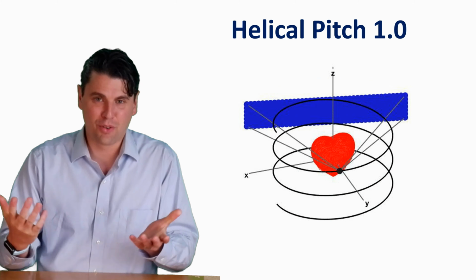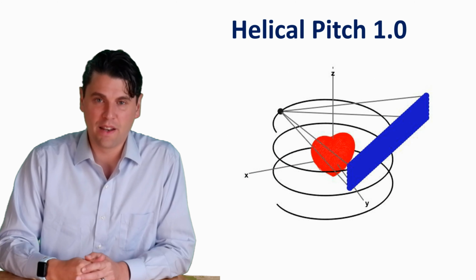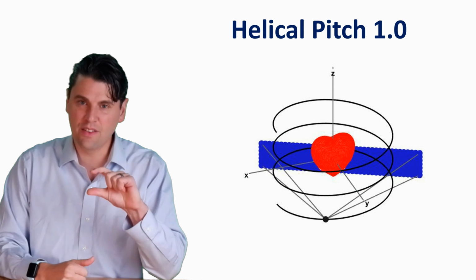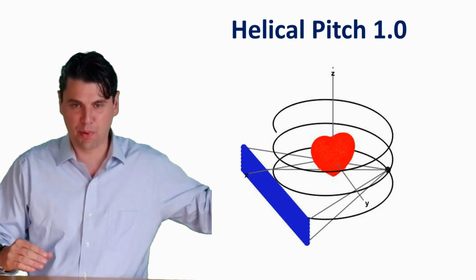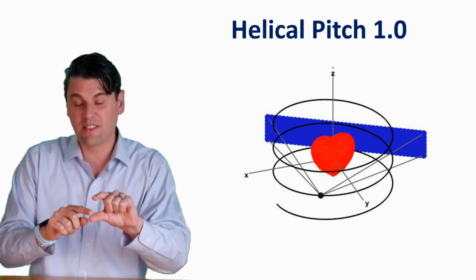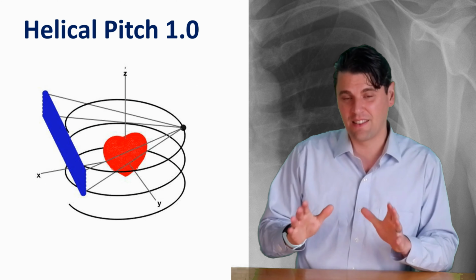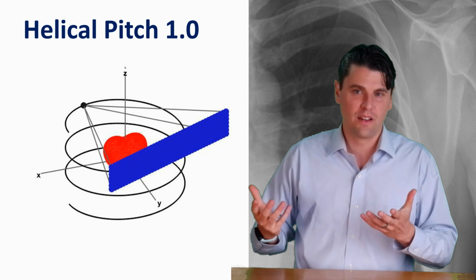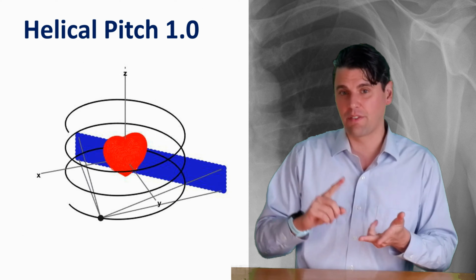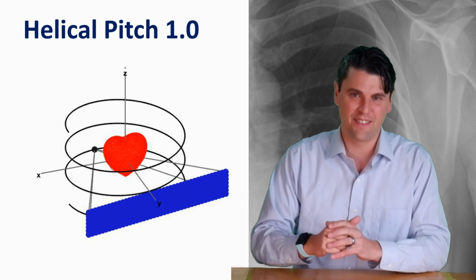I'm showing just a sample image of a heart there, but with a pitch of 1, the table is going to move the same amount, so that if you project your detector back to the isocenter, that's the distance that the table is going to move during the scan. Pitch 1 scanning is actually relatively common. It's used significantly for angiography, abdominal imaging, and general standard exams in CT.